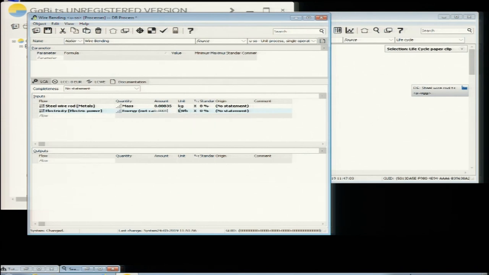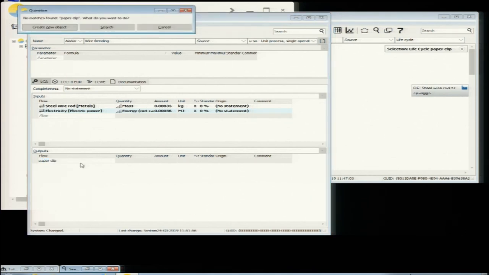So, if you see, if I put this value and now I change the units, it will by itself convert the value into megajoules. 0.001 kilowatt is equal to 0.0036 megajoules. So, these are the input flows. Output here would be, we will have a paper clip.